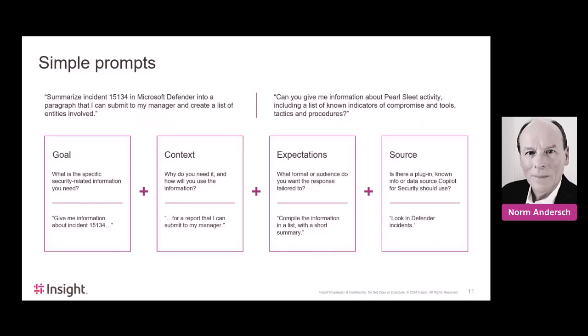The next one is expectations. What format or audience do you want the response to be tailored to? Compile the information in a list with a short summary. Tell it what to do with that data and how to respond to it. And the last one is a source. I wouldn't say it's an optional one, but sometimes you may not know where to go, in which case just leave it off. But if you do know where to look, provide it, because it'll expedite the whole process of generating a response for you. And it will also eliminate the risk of getting red herrings or inaccurate information included in the response.